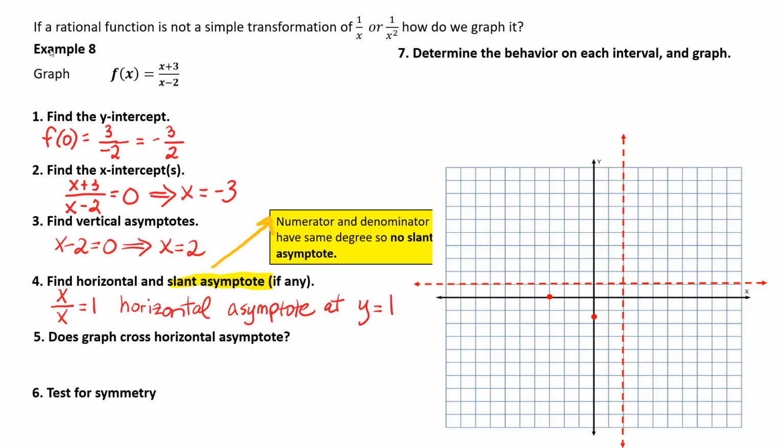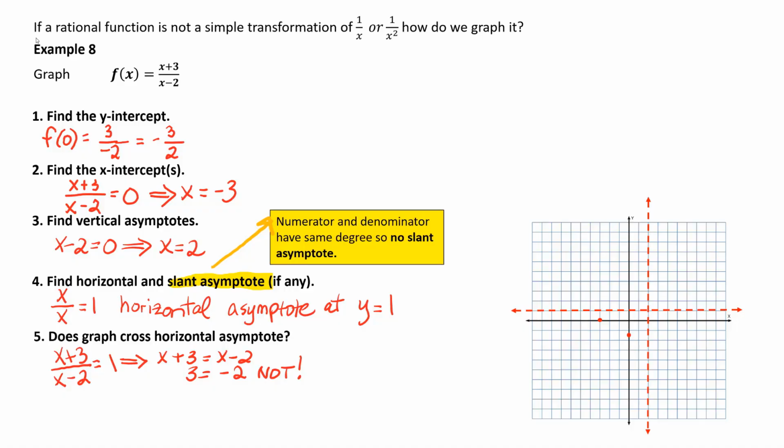And the way to check that is, because our horizontal asymptote is y equals 1, we're going to see if the function can equal 1. So x plus 3 over x minus 2 equals 1. See if you can do that. Just try to solve for x, and you will have x plus 3 equals x minus 2, which says 3 equals -2. That is not possible. So no, this graph cannot touch that horizontal asymptote. It can't cross it. It can't touch it.